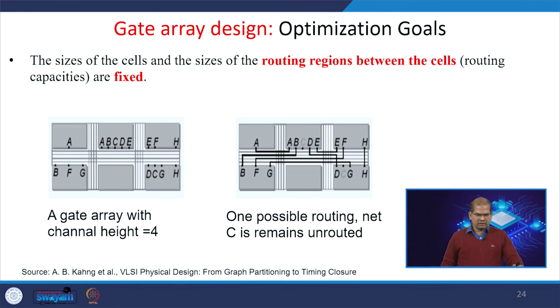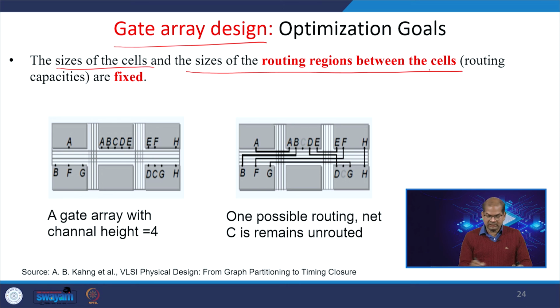Now, we will go to the gate array based design style. In the case of gate array based design style, the sizes of the cells and the sizes of the routing regions between the cells are fixed. They are fixed because it is done whenever you fabricate the gate array. Whenever you fabricate the gate array, those routing regions are already fixed.